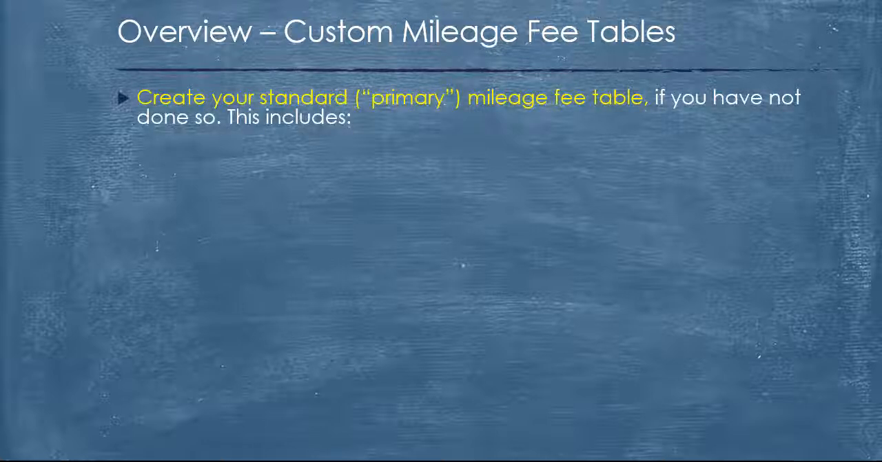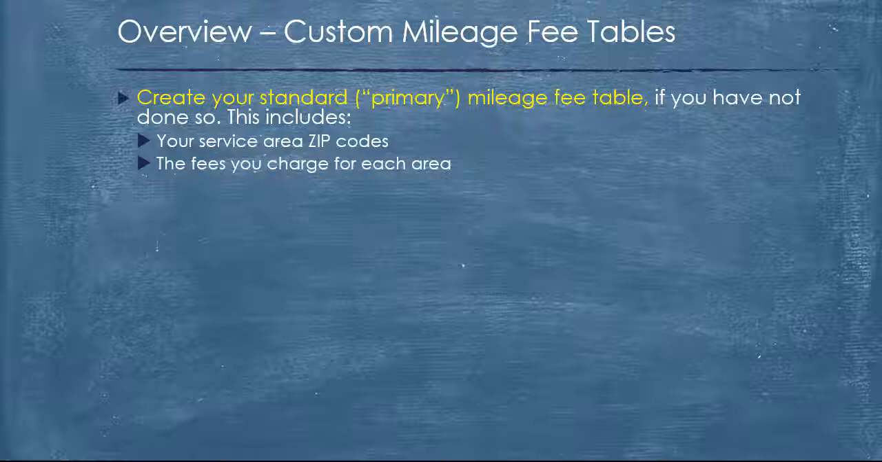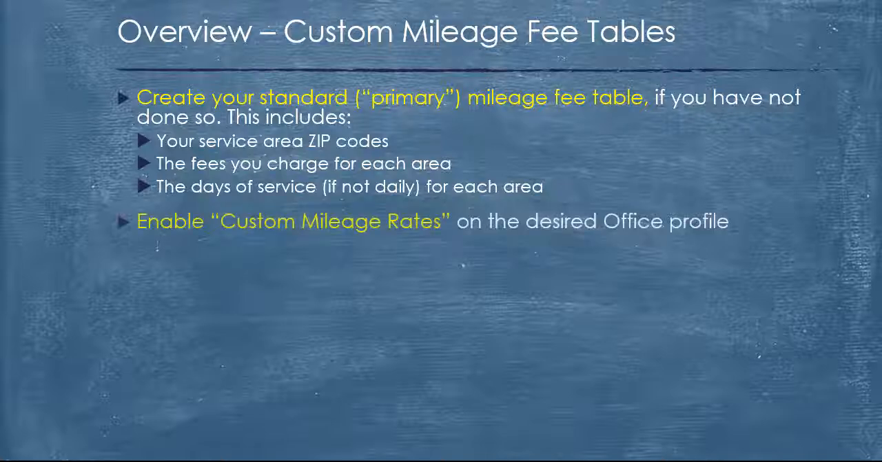Well, first thing is to make sure that you have your standard or primary mileage fee table all set up if you've not done so already. Most licensees already have this. This basically describes the service areas that you go to by zip code, the fees you charge for each of those areas, and the days of service if you don't go there daily for each of these areas.